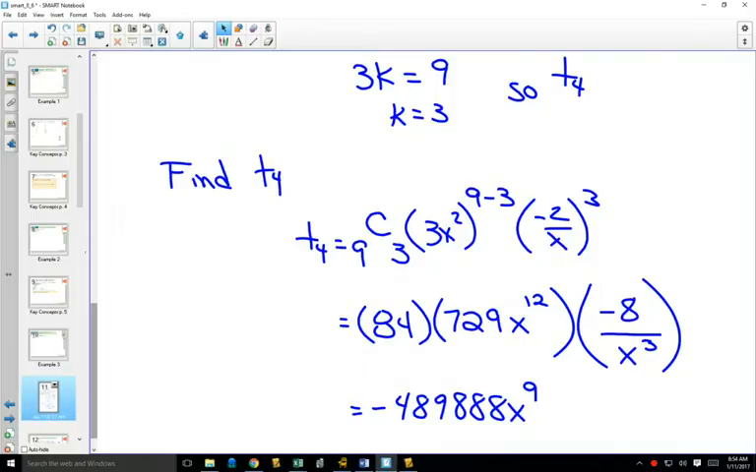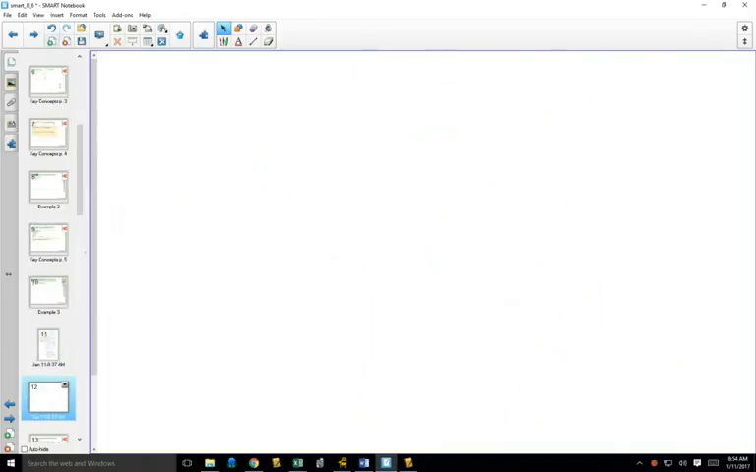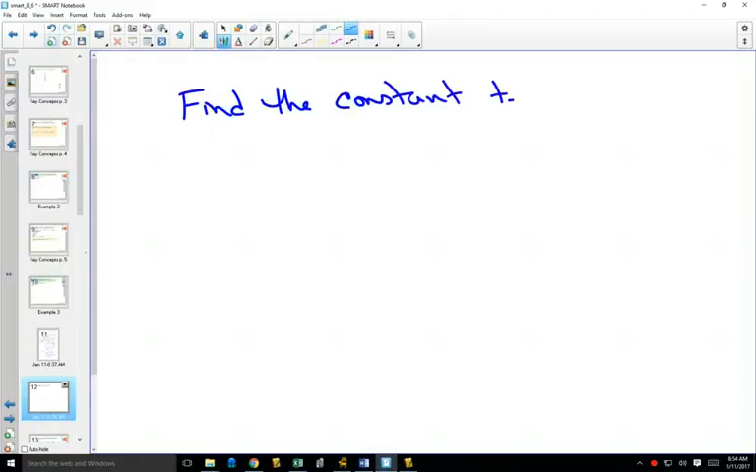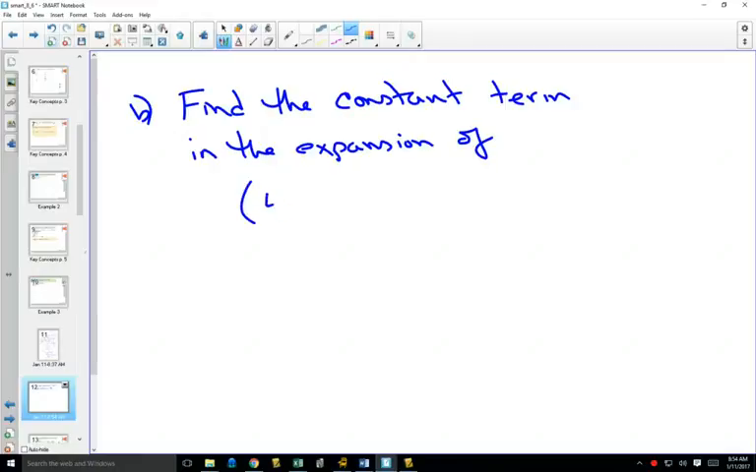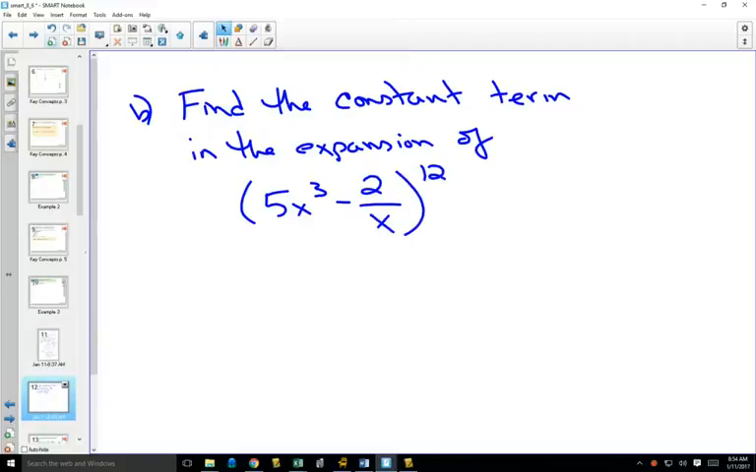So I'm going to give you one to try. We'll do one of those constant term ones so we have it in our notes. Find the constant term, call this b, in the expansion of 5x cubed minus 2 over x to the 12. So how many terms are there going to be in the complete expansion? 13.